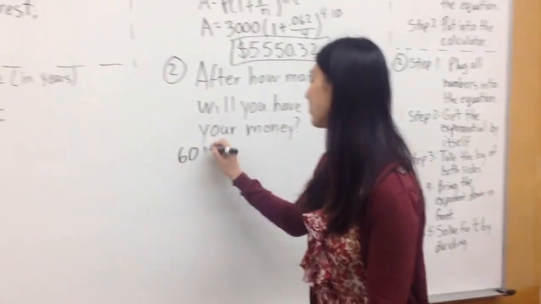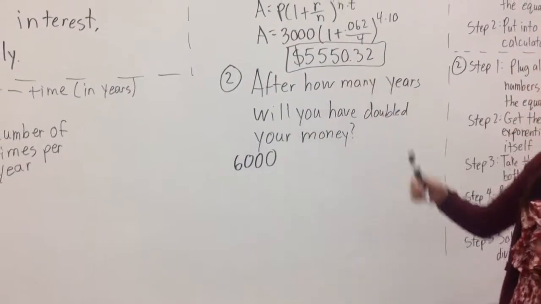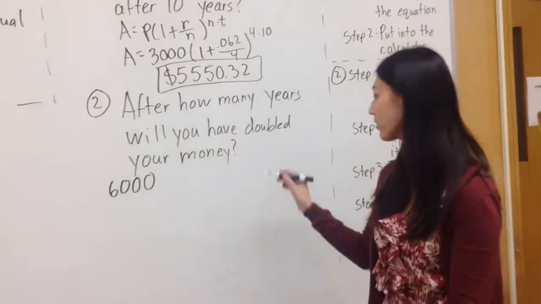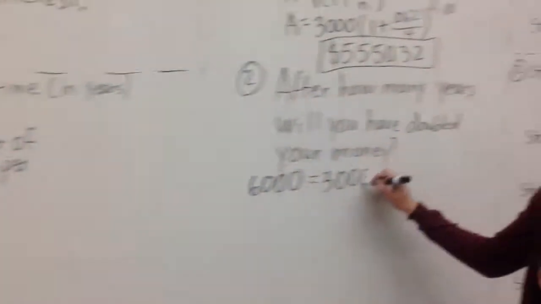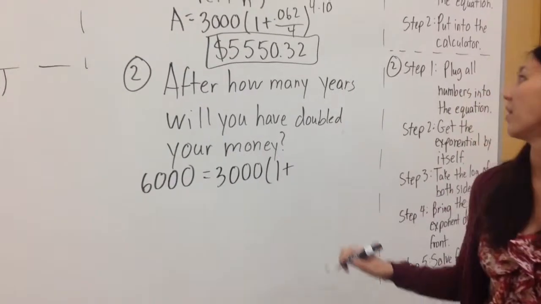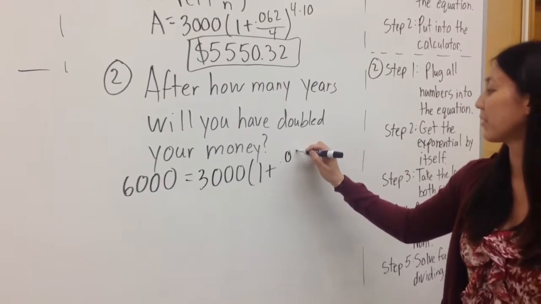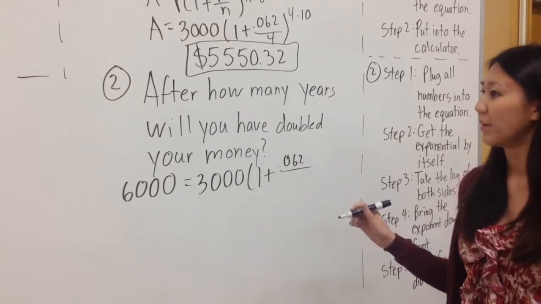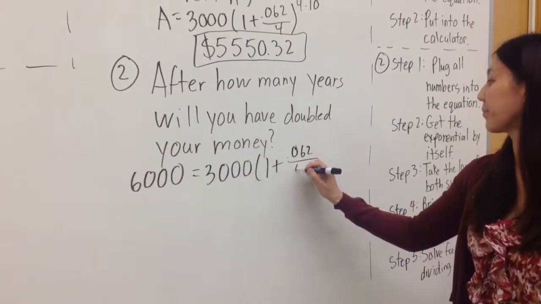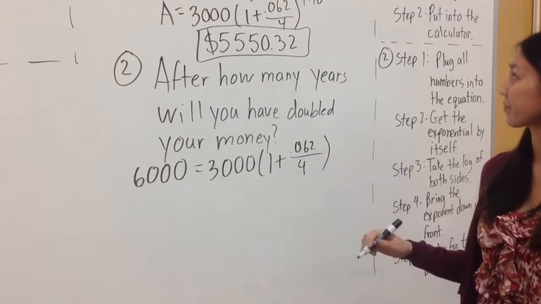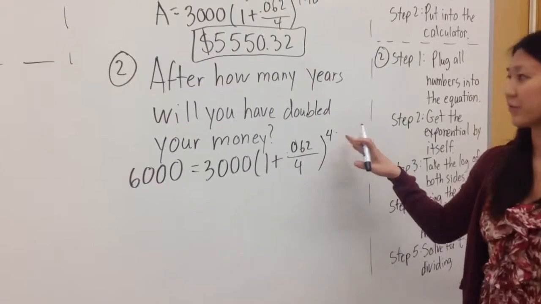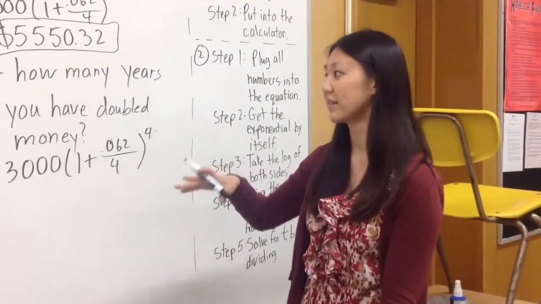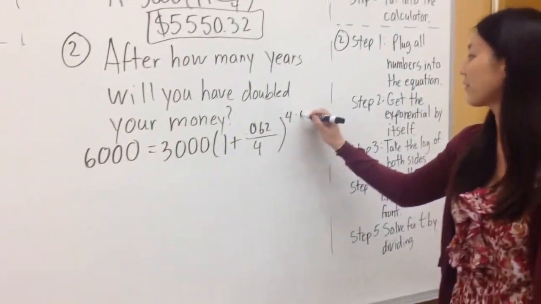So we get 6,000. And again, we're still using the same equation. We're on step 1, just plugging in our numbers. P, that was our starting amount, that was 3,000. 1 plus our rate is still the same at 0.062, and we are still compounding quarterly, so we're still using that 4 there. And we don't know how much time has passed. That's what we're trying to find, because it says after how many years. So this is 4t here.